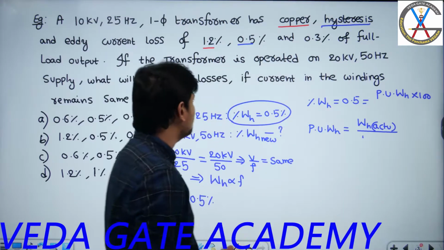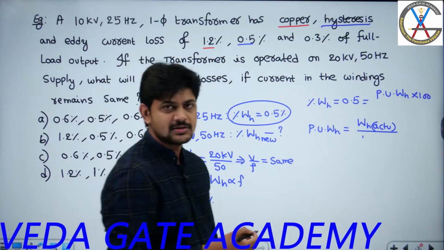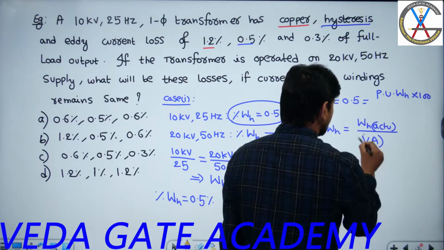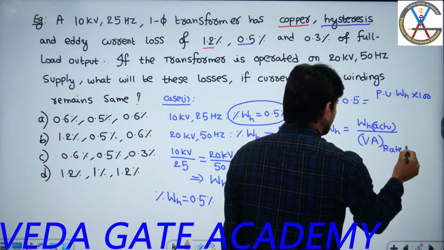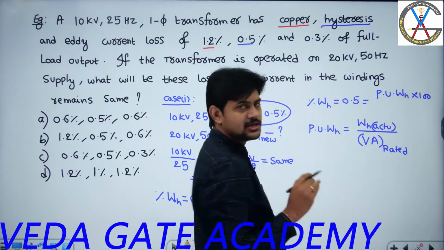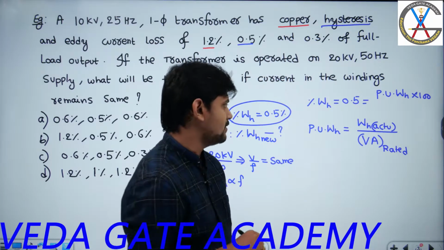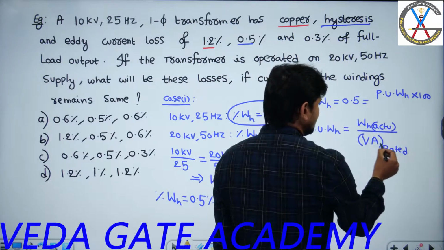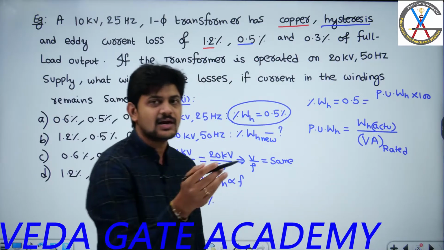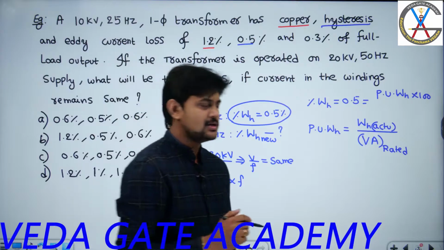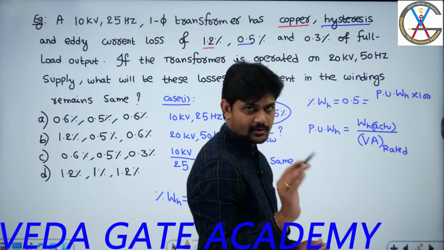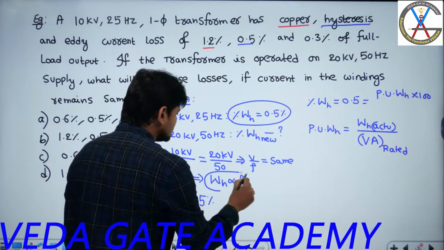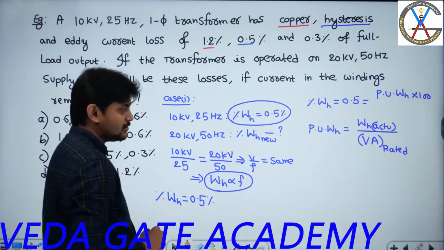So what is the power rating of the transformer? The base power rating is nothing but the volt ampere rating of the transformer. We know that per unit power is equal to actual power divided by base power. So actual power is WH actual, and base power we need to select from the nameplate details of the transformer, the volt ampere rating. Now, from this discussion, hysteresis losses is directly proportional to frequency.